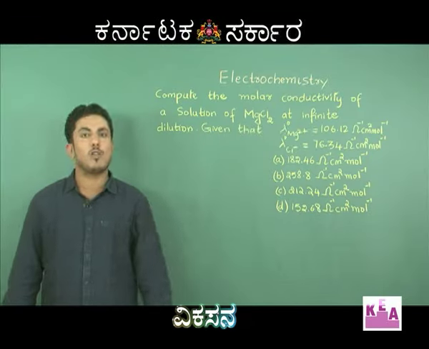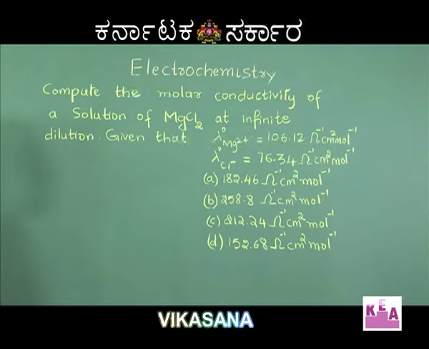Okay students, let's move on with the next question. Compute the molar conductivity of a solution of MgCl2 at infinite dilution. Given that molar conductivity at infinite dilution of magnesium ions is 106.12, of chloride ions 76.34, and the options are option A 182.46, option B 258.8, option C 212.24, option D 152.68.